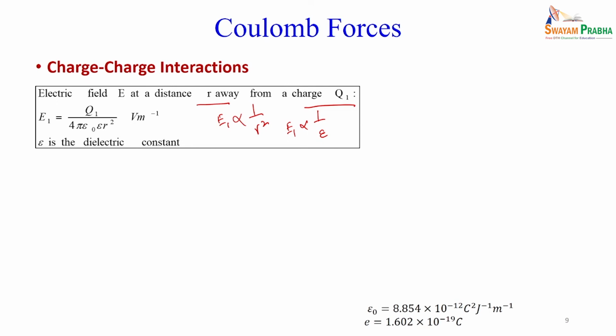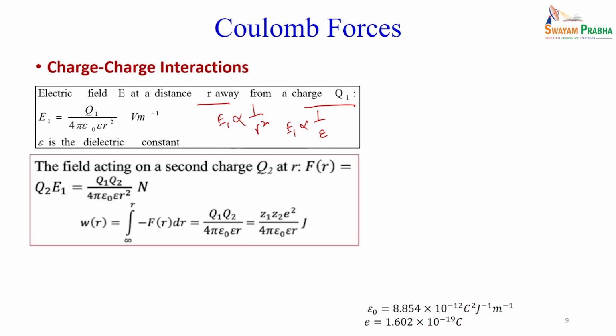Now, there are two atoms, one is having charge q1, other is having the charge q2. So, once it is interacting with this q2, force will be q2 into E1. If you put E1 from this expression, it will be q1 q2 upon 4 pi epsilon naught epsilon into r square. This much is the force applied when two charged molecules are interacting, and this is also known as the Coulomb's equation or Coulomb's law.